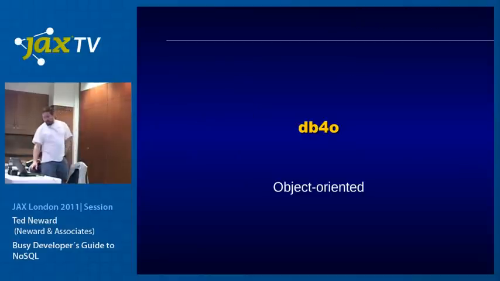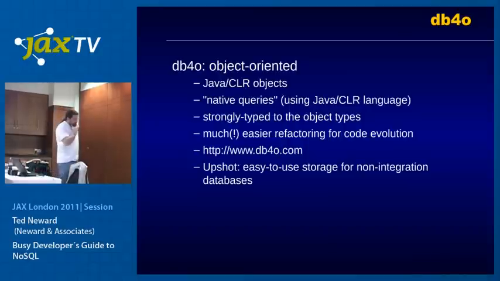All right, so we'll start with DB4O. Again, this is an object-oriented database. One of the most interesting things about it is that the query language for DB4O is the programming language. DB4O supports both Java and .NET. You write your queries in Java, or you write your queries in C# or VB if you're using the .NET variation. It's what they call native queries.